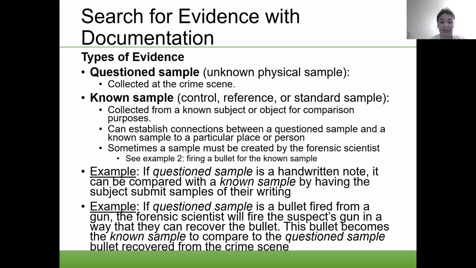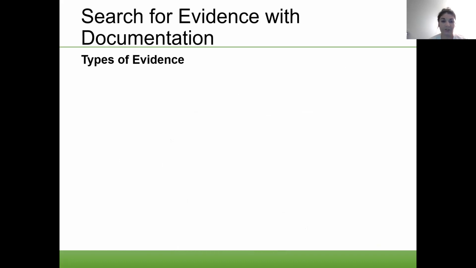Another example is if the question sample is a bullet fired from a gun, the forensic scientist will fire the suspect's gun in a way that they can recover the bullet. This bullet becomes the known sample, like I said before, and then is compared to the question sample, which is the bullet recovered from the crime scene. So the question sample is always from the crime scene. The known sample is something that can be compared to the question sample to find some clues, I guess you can say, kind of make a connection between them and help with the investigation.